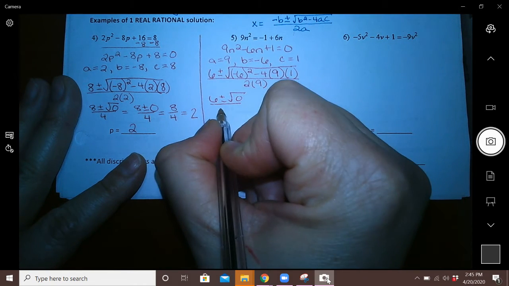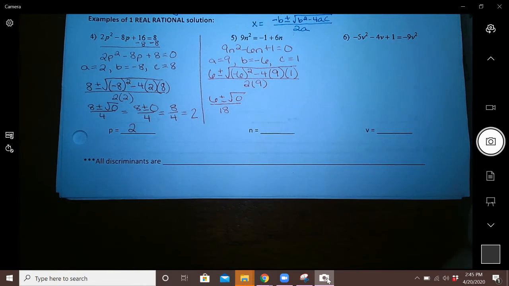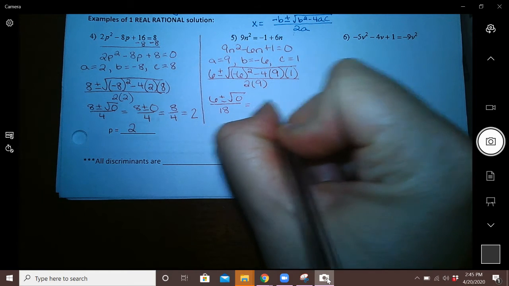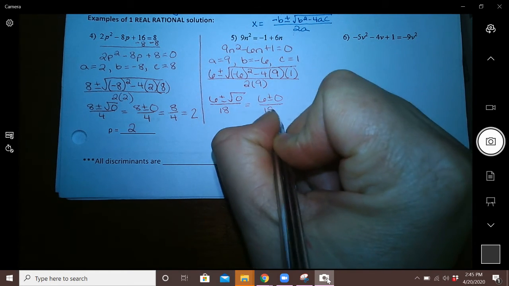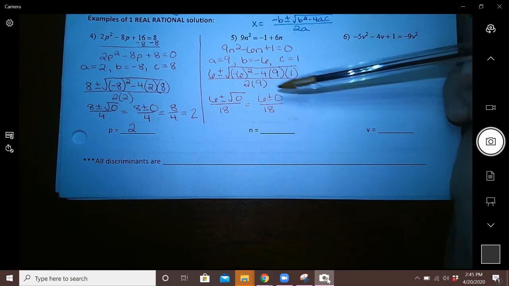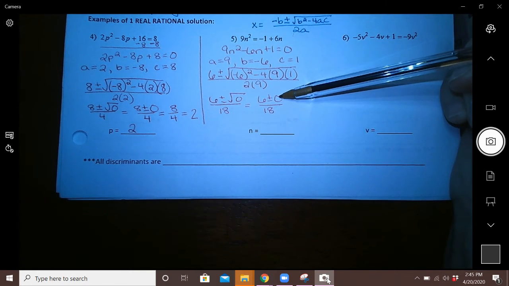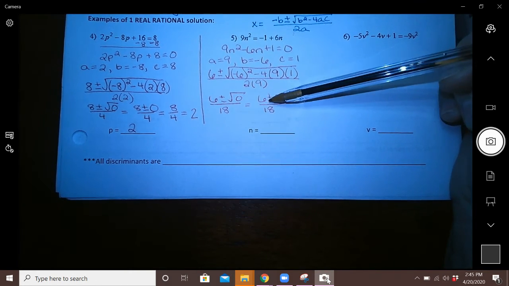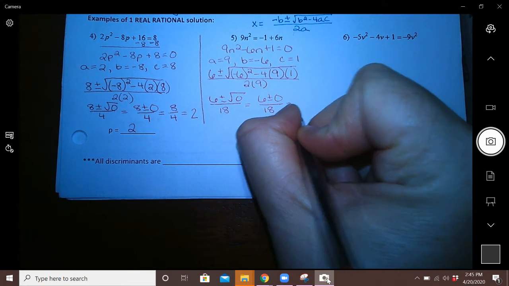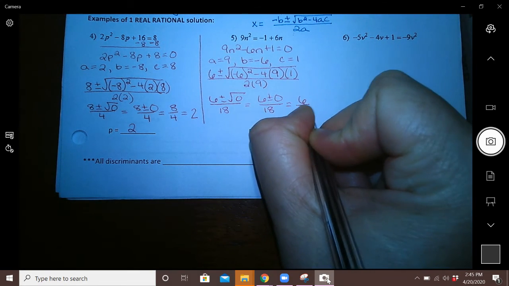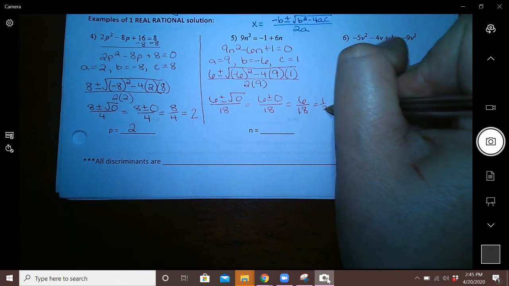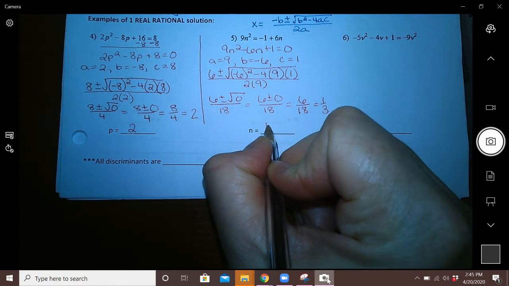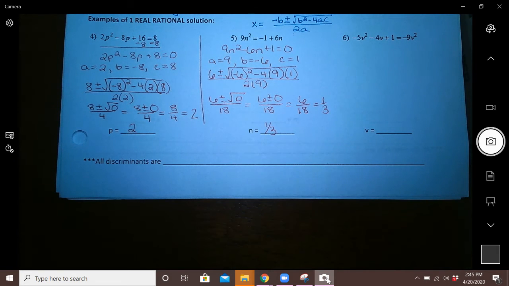2 times 9 in the denominator is 18. The square root of 0 is 0. We just talked about how if you do 6 plus 0, it's the same thing as doing 6 minus 0. You're just going to get 6. And 6 over 18 can be reduced to 1/3. So my final solution is 1/3.